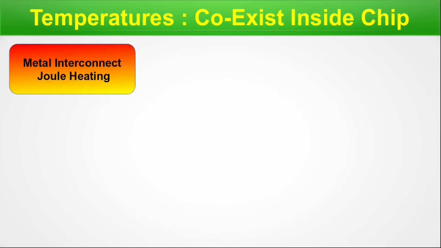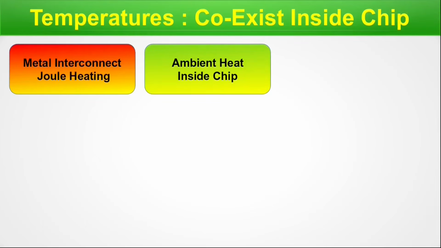Before that, let us take a tour of what types of sources of heat there are inside the chip. First, the metal interconnect Joule heating. So it could be metal, it could be via, anything. Joule heating, we already know, causes the heating, which is a primary reason for electromigration. Next, we have the ambient heat inside the chip. This is obvious. The chip has to operate in ambience.